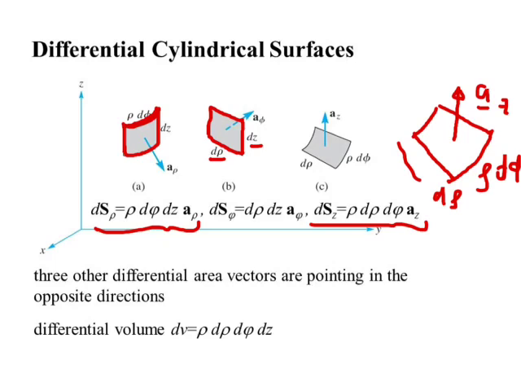And remember, the differential volume that we define in cylindrical coordinates has volume: you multiply all the edges, you ignore the curvature because you assume these are tiny differential dimensions. So it's equal to rho d phi dz.